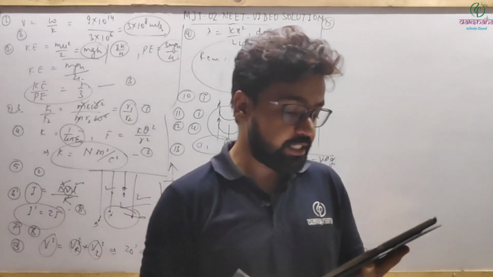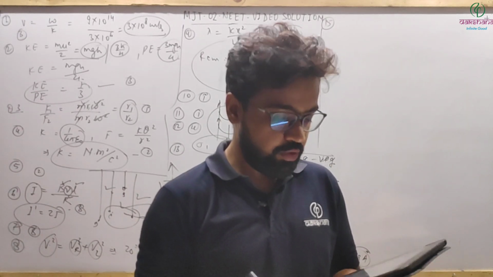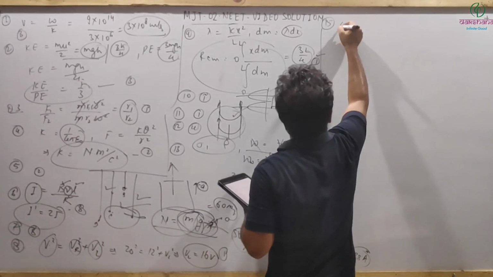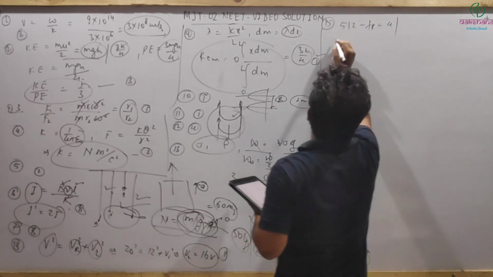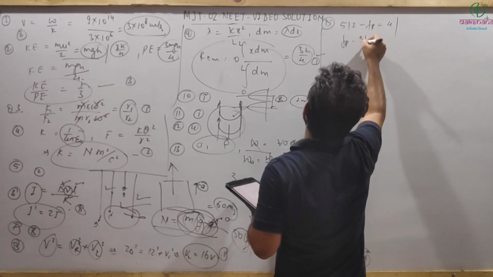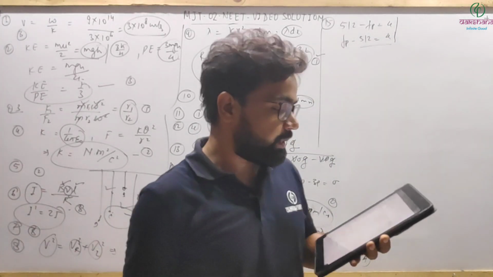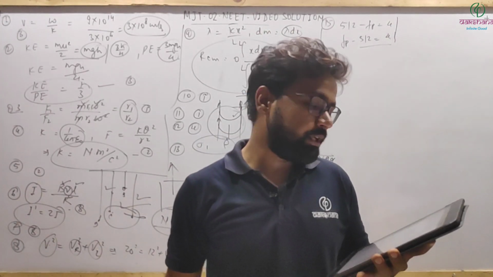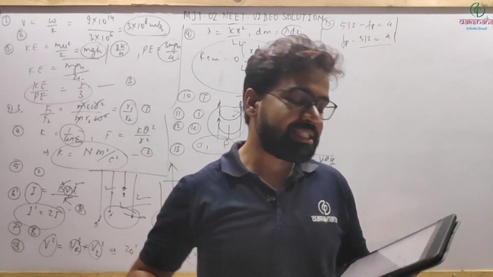A tuning fork of frequency 512 makes 4 beats per second with a vibrating string of a piano. Okay, so either 512 minus F piano is equal to 4, or F piano minus 512 is equal to 4. One of these relations will be correct. Next statement: the beat frequency decreases to 2 beats per second when the tension in the piano string is slightly increased.